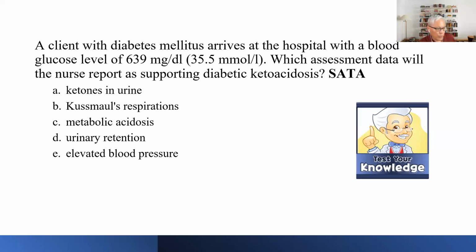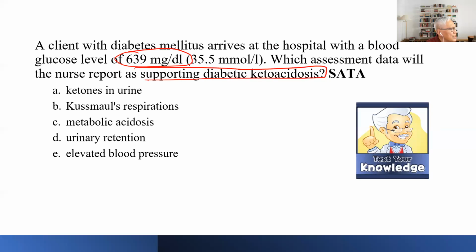Okay, this is a trick question which you might find in NCLEX. It says a client with diabetes mellitus arrives at the hospital with a blood glucose of 639. Normally this would not be DKA, but the question says, which assessment data will the nurse report as supporting diabetic ketoacidosis?